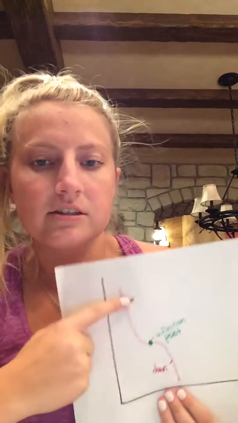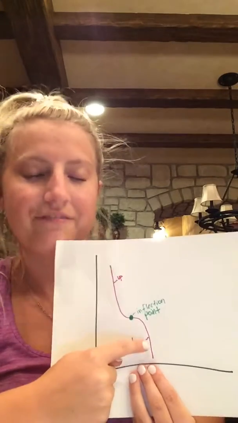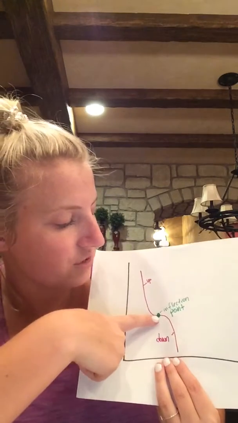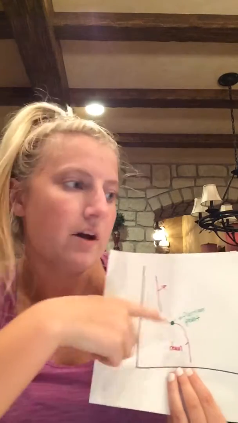for concave down. And then an inflection point: say you have f of a on the graph. f of a is the inflection point if the concavity changes from up to down or down to up at this point. So here's an example. Right here it's concave up, and then it changes into concave down. So the inflection point is right here because that's where it starts to change between concave up and concave down.